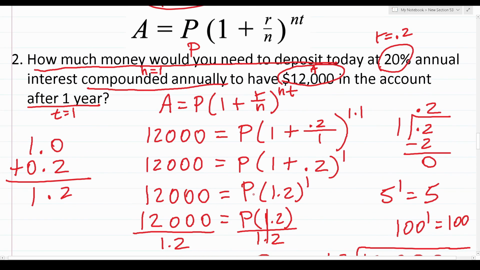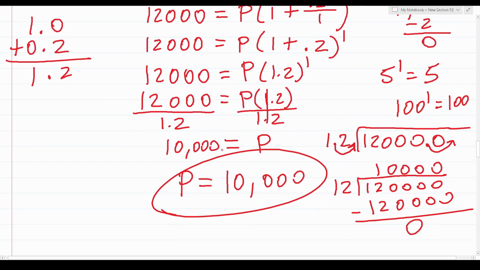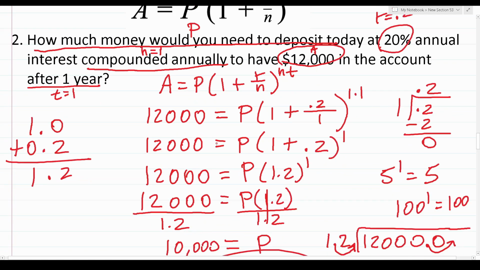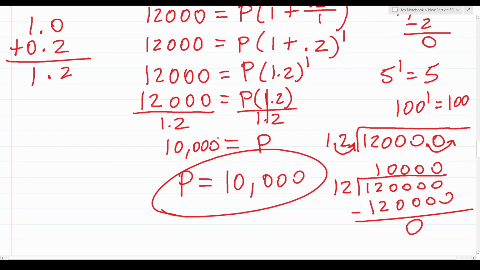In other words, if you want to have 12,000 in your account after 1 year and you're given an interest rate of 20% that's compounded annually, you would have to invest $10,000 into that account. All right, so that's that one.